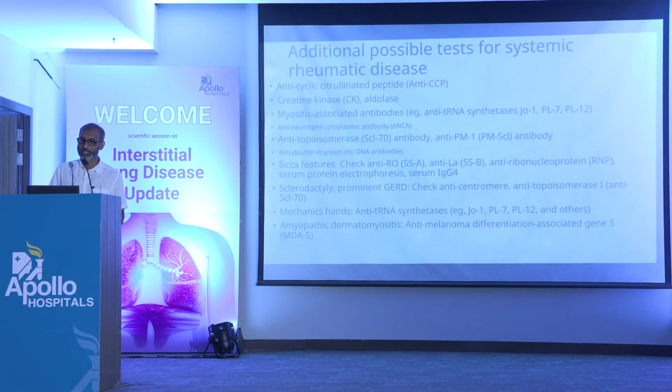Additional possible tests for systemic rheumatic diseases. If the patient is predominantly presenting with a symmetrical polyarthritis, then we order anti-CCP. If there is proximal muscle involvement, then muscle enzymes and myositis associated antibodies, anti-Scl-70 and PM-Scl. If there are sicca symptoms, then we order anti-Ro and La. If there are scleroderma predominant symptoms, then anti-centromere and anti-Scl-70. If there is mechanic's hand, then anti-tRNA synthetase. And in patients with amyopathic dermatomyositis, where there are skin features of dermatomyositis but no muscle symptoms, then MDA5.